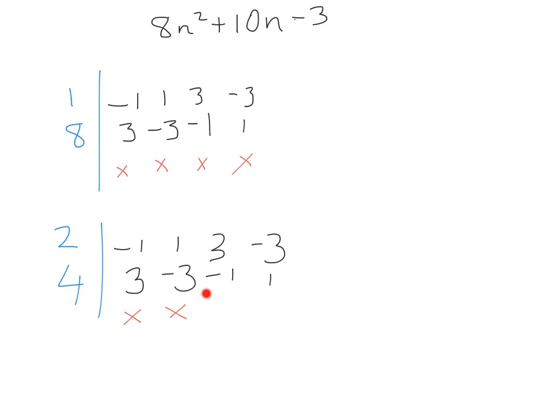2 times minus 1 is minus 2. 4 times 3 is 12. Minus 2 plus 12 is 10. That is the one I am looking for. So that is the factor pair that is being identified. Okay, so I'm just going to highlight this here. That's the one I'm looking for.